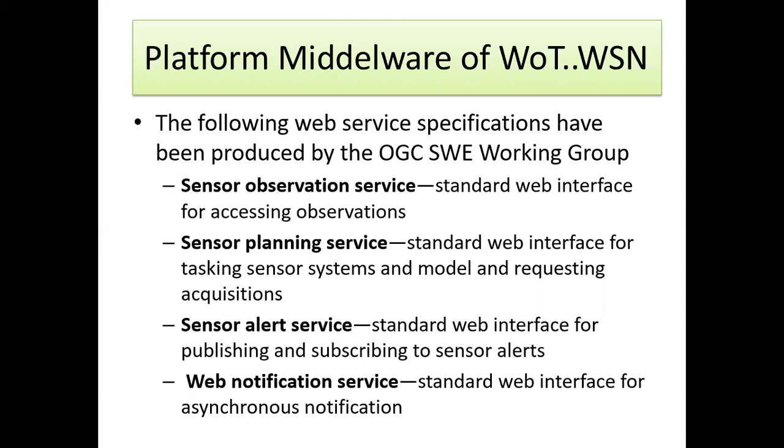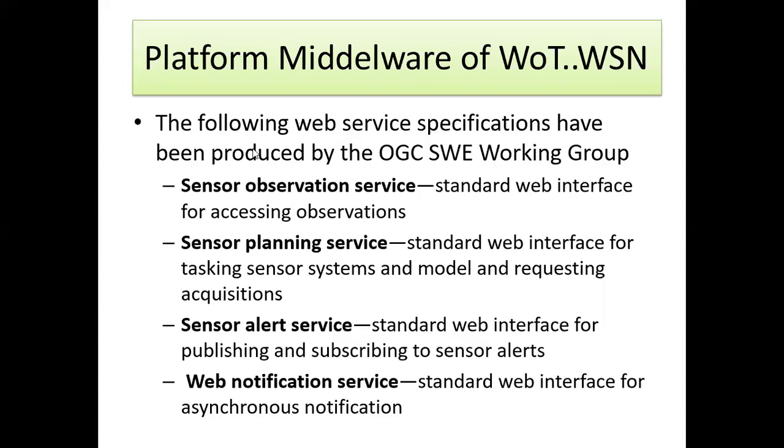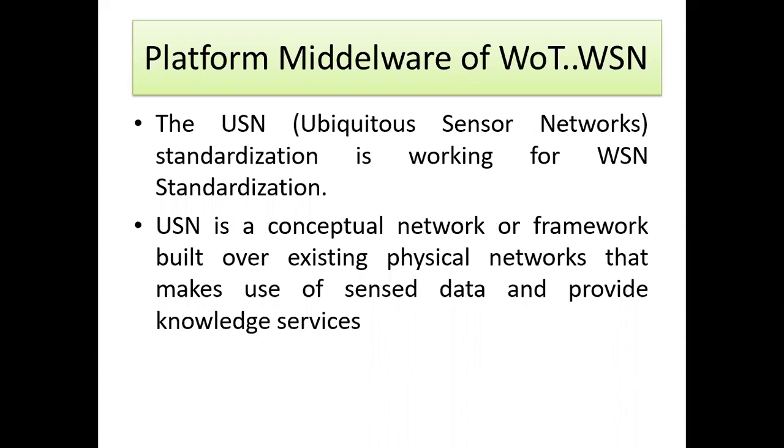So the WSN has different components like USN application platform, USN middleware, network infrastructure, USN gateways, sensor networks. So these are the different components. Before that, we will see the different web service specifications produced by the OGC SWE working group, like sensor observation service, sensor planning service, sensor alert service, web notification service. Okay, these are the services produced by the OGC SWE group for the WSN middleware. Then the USN ubiquitous sensor network standardization is working for this WSN standardization.